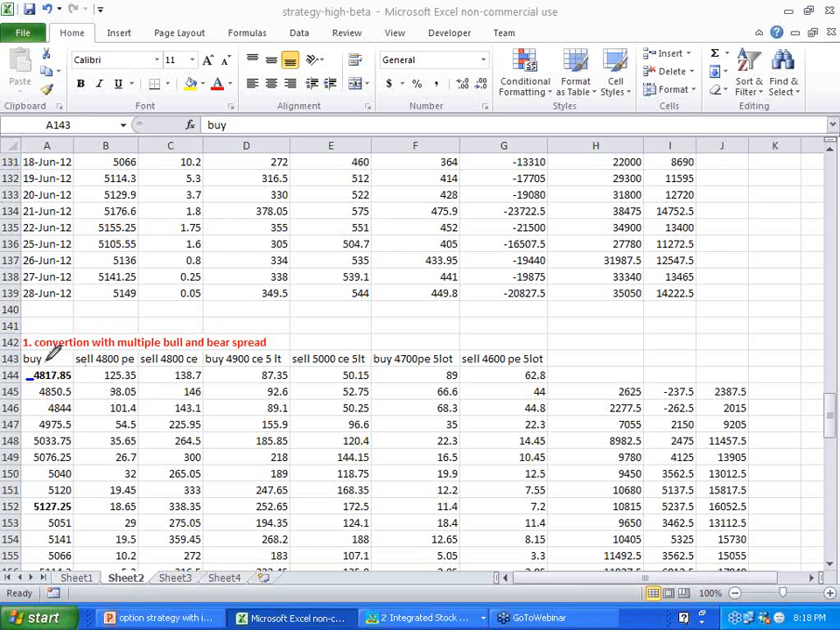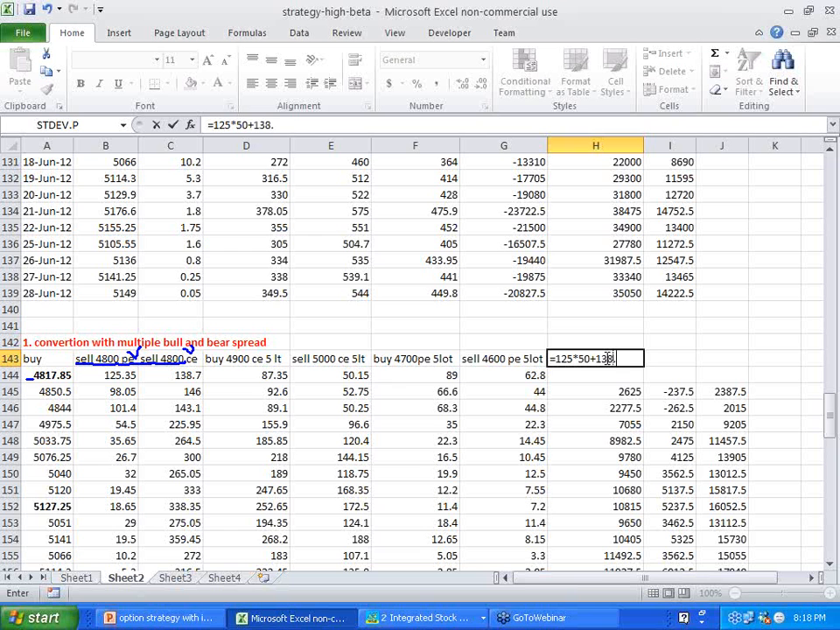So we thought, let us purchase the Nifty future on the very first day, 1st June, when the new settlement cycle starts. We sold the 4,800 put option and call option. By this process we formed a conversion. Then I have to form multiple bull and bear spreads. How many lots of bull spread and bear spread I will form depends upon how much money I have received. By this process I have received 125 into 50 plus 138.7 into 50.